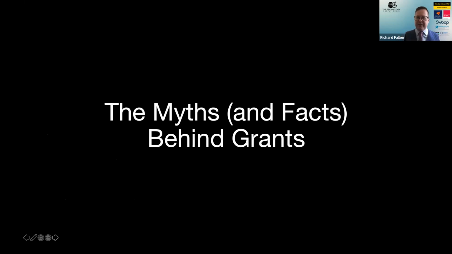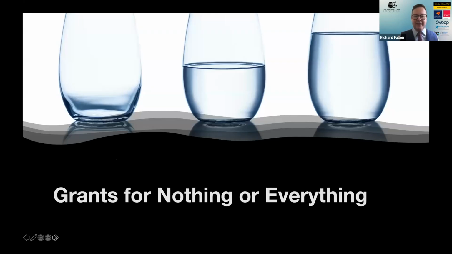So what are the myths and the facts behind grants? Well, let's have a look at this. There's the myth that grants are for nothing, or that there are grants for everything.